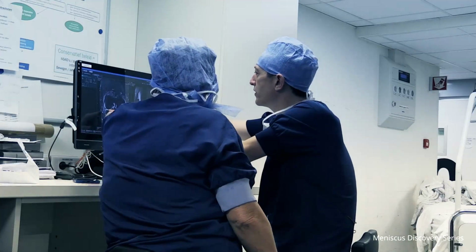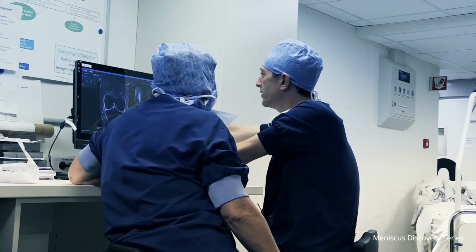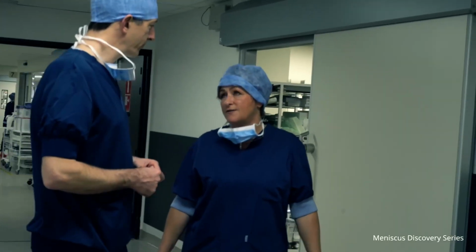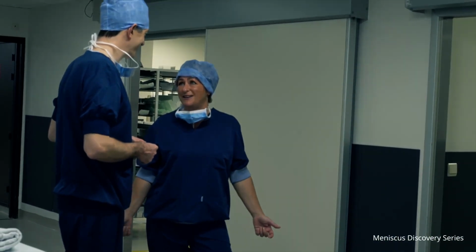But we do know this started with the lesion, functional loss, more load on the cartilage, and therefore is going to end up with osteoarthritis. So it's the beginning of the end. That's true.